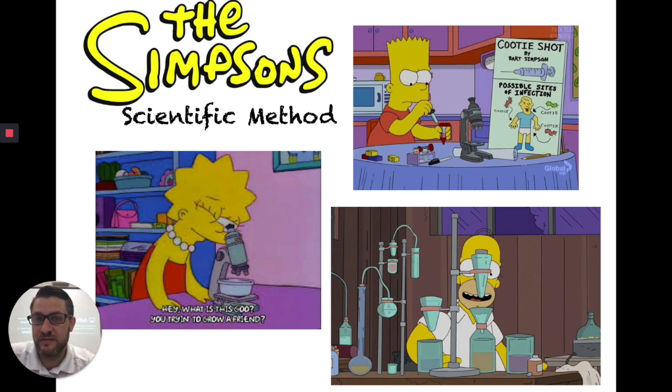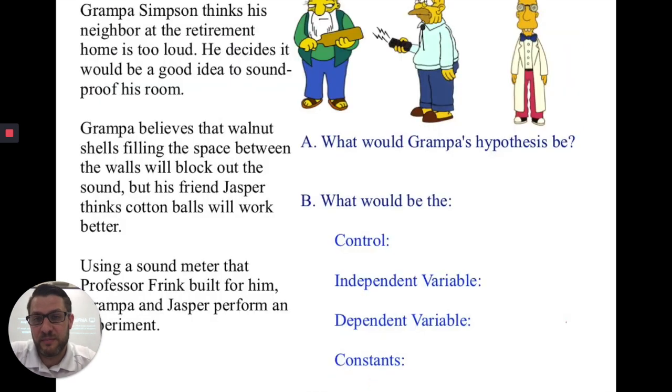You need to be able to pick these ideas out of experiments because you will see this on your next unit test, which, by the way, is coming up next Friday, August 28th. And you will also need to be able to do this on the EOC. Let's take a look at an example of what you're going to be doing in this assignment.